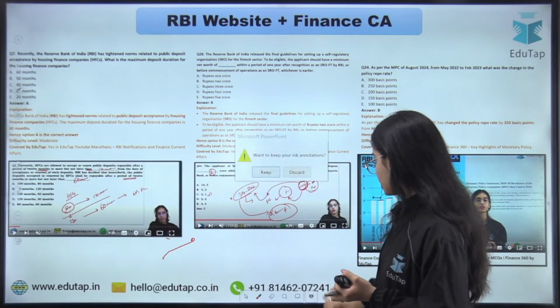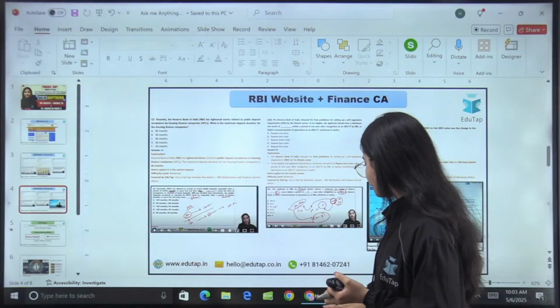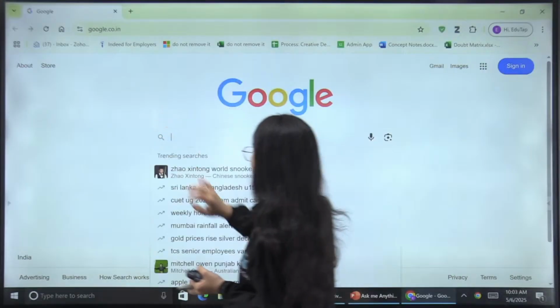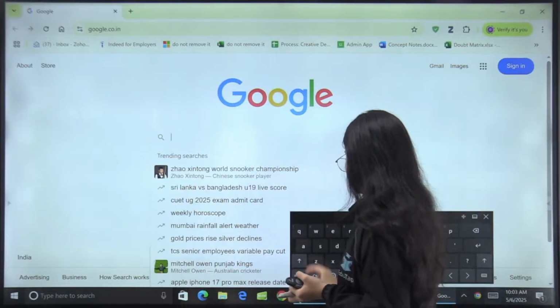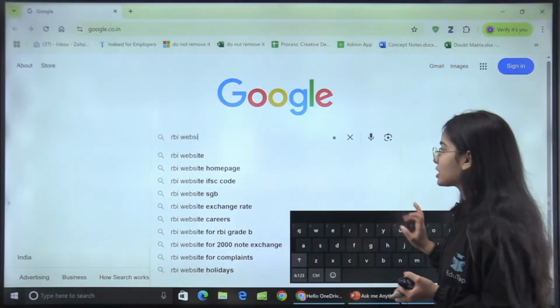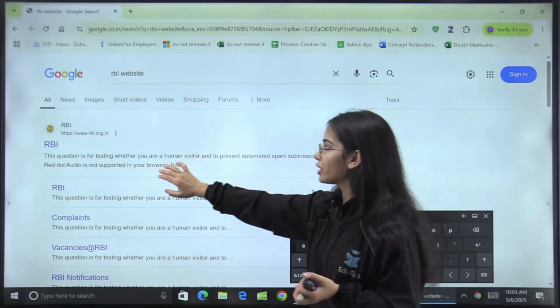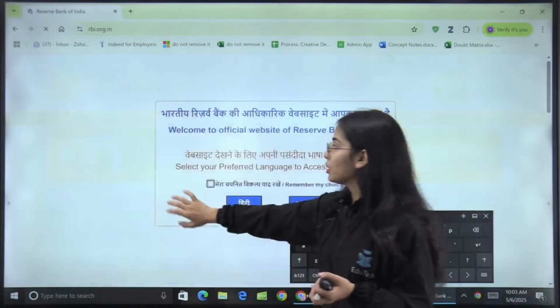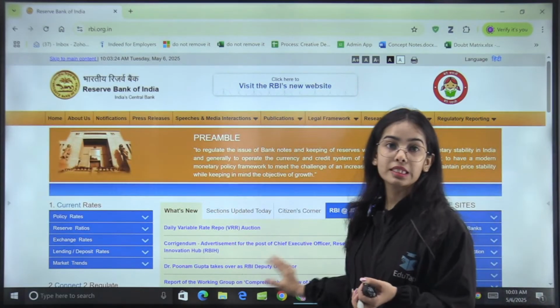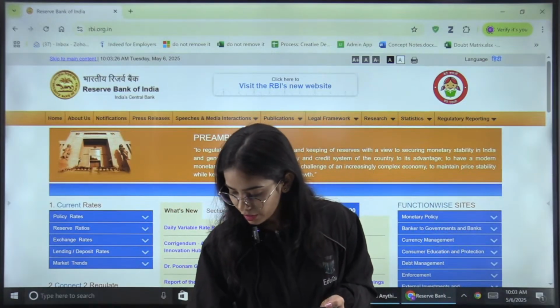So first of all, let's say you are going to the RBI website. You just have to type the RBI website and you can go to the RBI website, okay? If you go to the RBI website, this is the page that you will see first, okay?